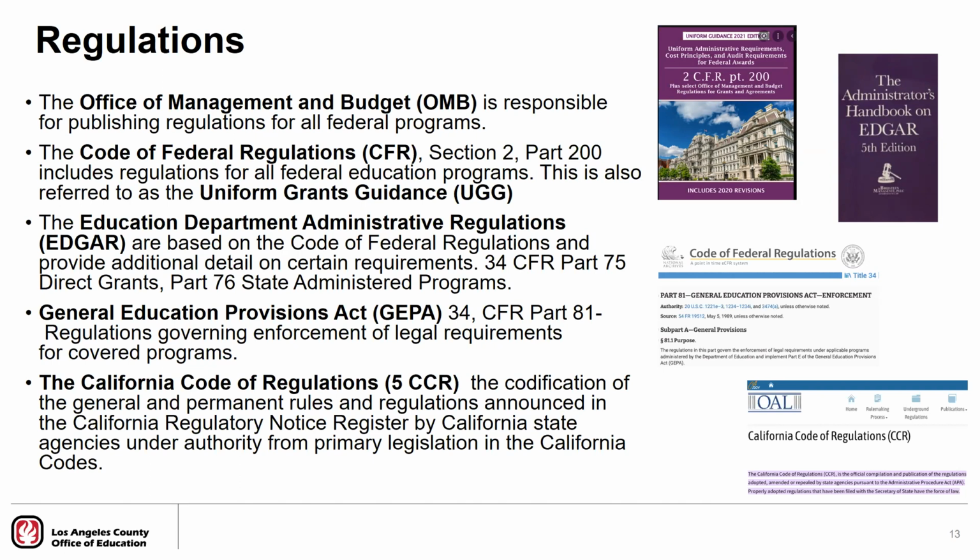Then we also have the General Education Provisions Act, which is the GEPA. And so these are regulations governing and enforcing the legal requirements for those stated covered programs. And lastly, we have the California Code of Regulations, the CCR. And this is the codification of the general and permanent rules and regulations announced in the California Regulatory Notice Register by California state agencies under authority from primary legislation in the California codes.